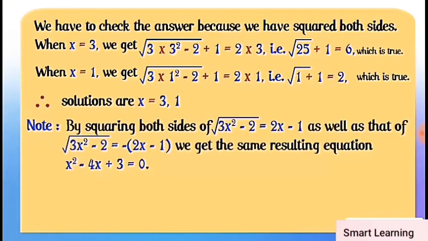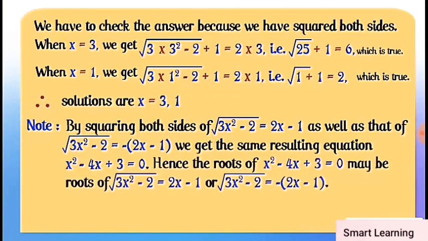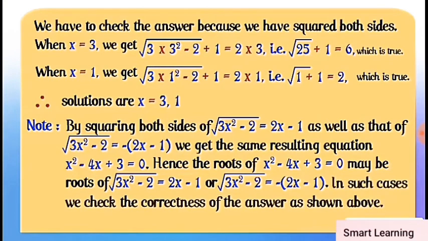Important point to note here is, by squaring both sides of under root 3x square minus 2 is equal to 2x minus 1, as well as that of under root 3x square minus 2 is equal to minus 2x minus 1, we get the same resulting equation x square minus 4x plus 3 is equal to 0. Hence the roots of x square minus 4x plus 3 is equal to 0 may be roots of under root 3x square minus 2 equal to 2x minus 1 or under root 3x square minus 2 is equal to minus 2x minus 1. In such cases, we check the correctness of the answer as shown above.